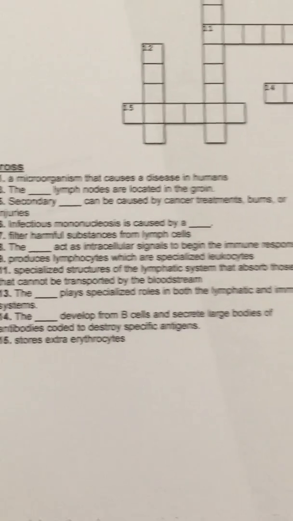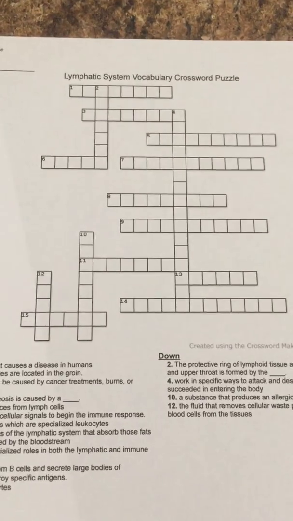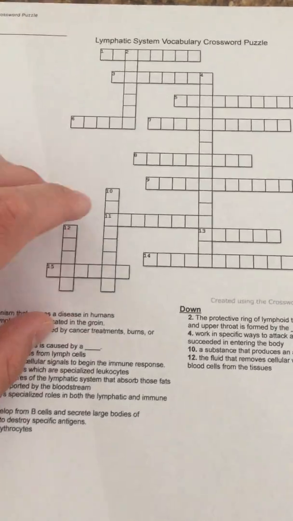Today my game is a crossword puzzle on the lymphatic system and the vocab words associated with it. Some of these words have to do with the immune system, but most of them will have to do with the lymphatic system. The overall goal is to look at the clues here at the bottom, find the answers, and place them in the puzzle. All the words should match up correctly across and down, and you win the game when you complete the puzzle 100% correctly.